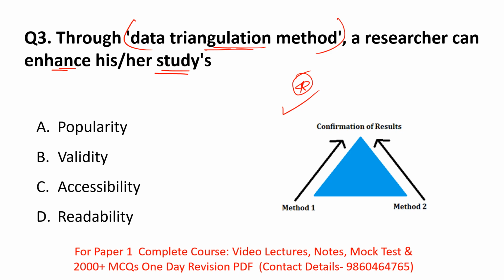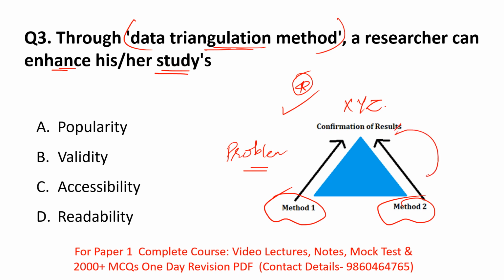Suppose in maths, whenever you solve a particular problem, there are many methods to solve that equation. Suppose there is one problem in maths, and I am solving it with method 1, and I get my result x, y and z. Again I solve this problem with method 2, and again I get the same result, x, y, z. That means the data triangulation method here is showing us validity, how valid our results are.